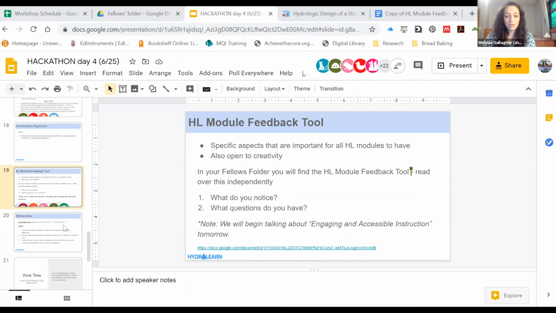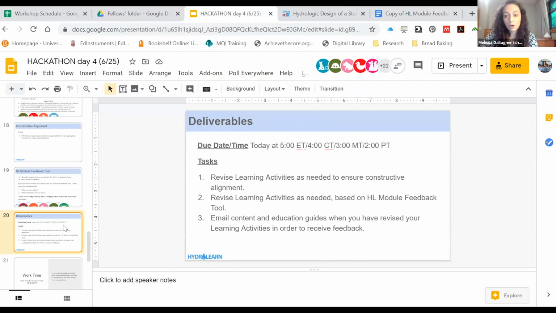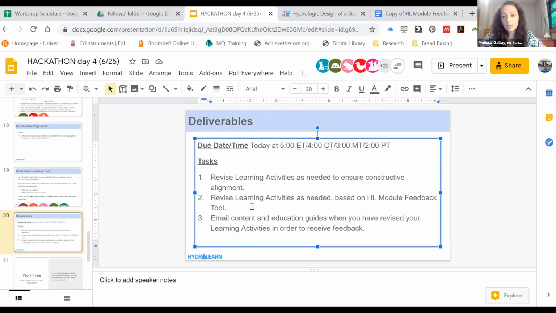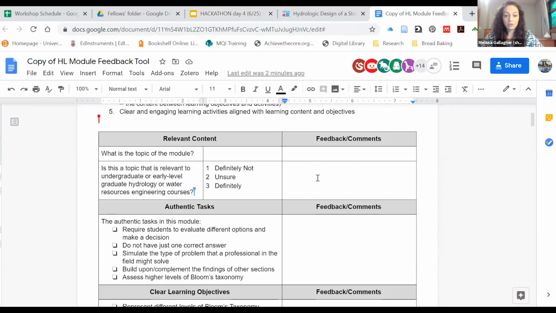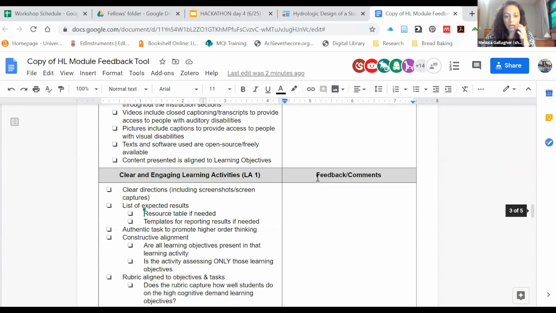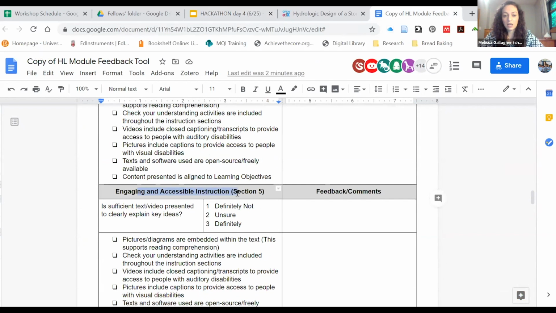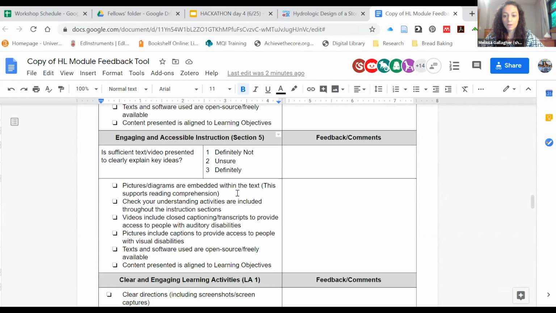So now let's talk about what we hope you will accomplish in the next 4.5 hours. We're hoping that you will revise learning activities as needed to ensure constructive alignment, so continuing the conversation you were just having in your small groups. To also revise your learning activities as needed based on this module feedback tool. And you'll notice I'm asking you to skip the engaging and accessible instruction for now, because we'll start talking about that tomorrow.